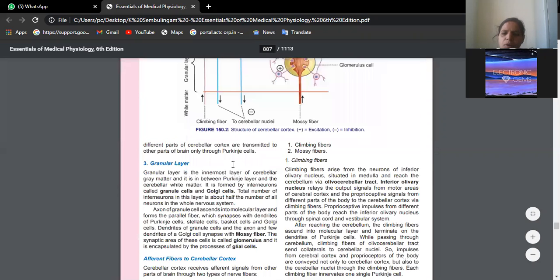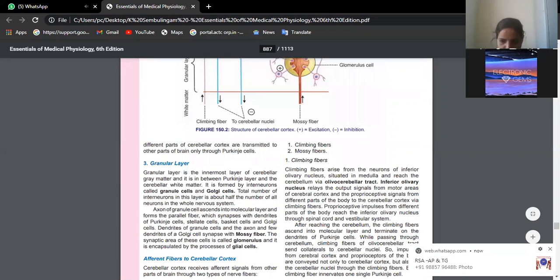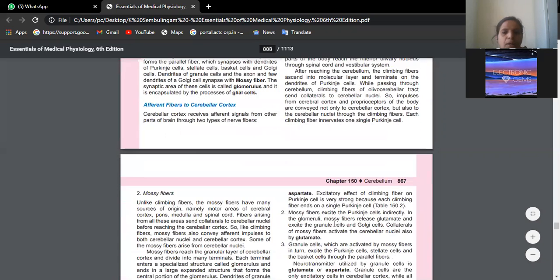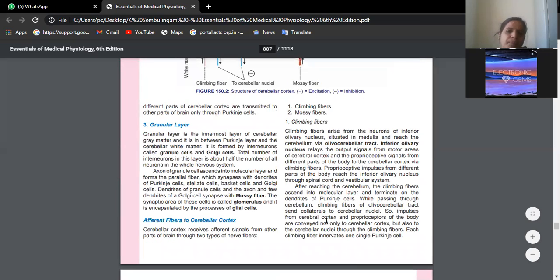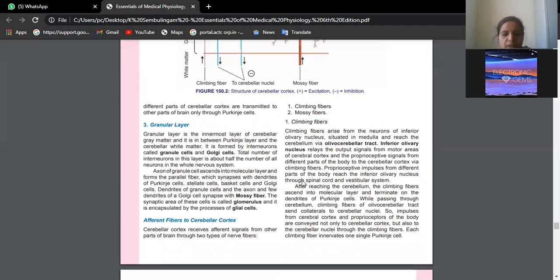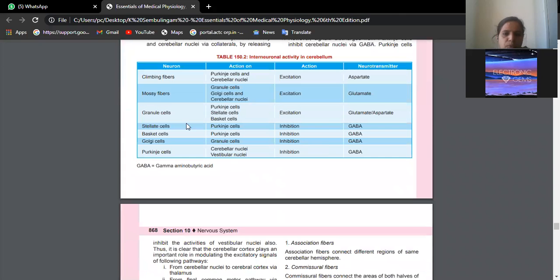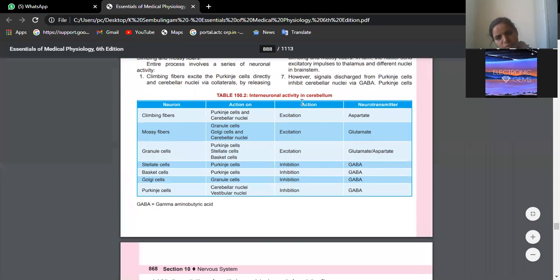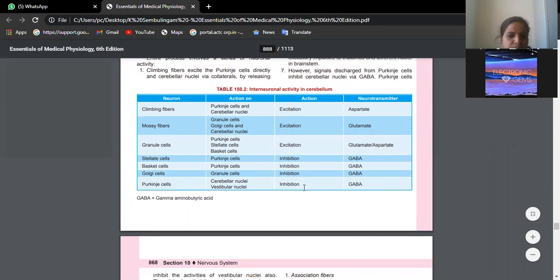You need not talk about the details of this photo because there is a lot to speak about in this answer, and you will not have that much time. This is nothing but the histological features which have been discussed here. The interneuronal activity of the cerebellum is 100% not required, you can skip this.